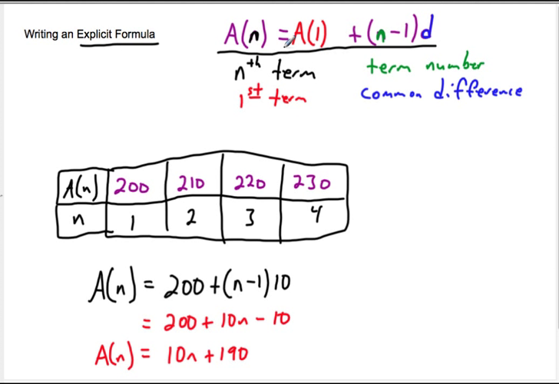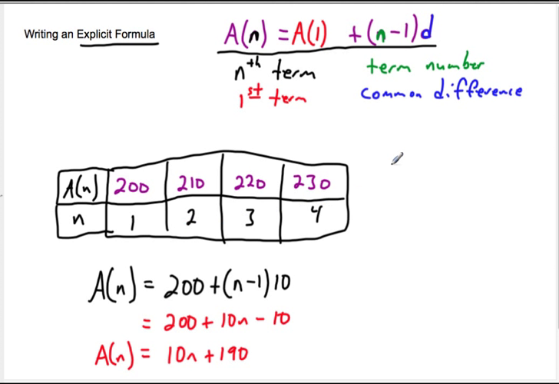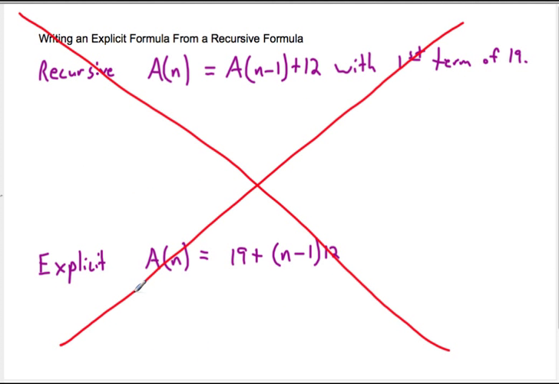There is a section in the book here that talks about writing an explicit formula from a recursive formula. I don't think that's totally necessary because from your recursive formula, you can come up with these values anyway and then make your explicit formula. So you don't really need to use the recursive formula because you could just use the values of it. And I think this will just get you to start memorizing things and not pay attention to what's going on.